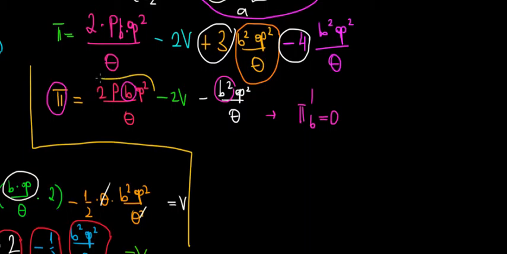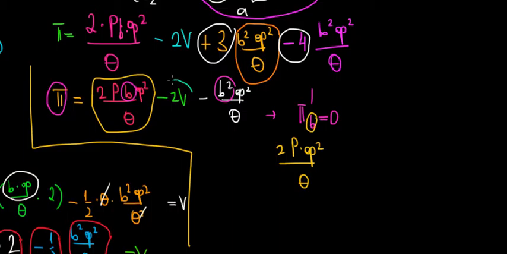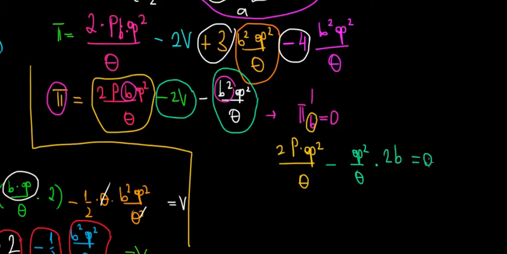So from the first term, the derivative of this with respect to the bonus, keep the constants only. That's 2 times p times theta square divided by theta. The second term, it's 2v, that's a constant. Derivative with respect to bonus is just going to be 0. So that's 0 minus b square theta square over theta, derivative with respect to b. We keep the constants. That's theta square divided by theta. B square derivative with respect to b, that's just 2b. So times 2b equals 0.